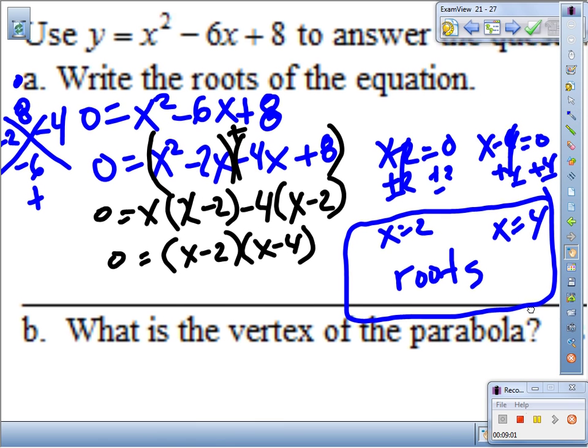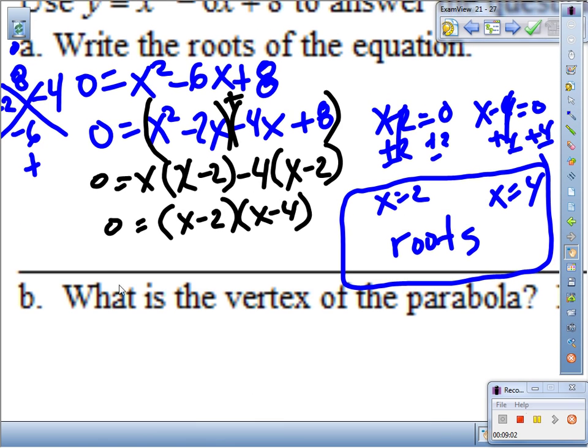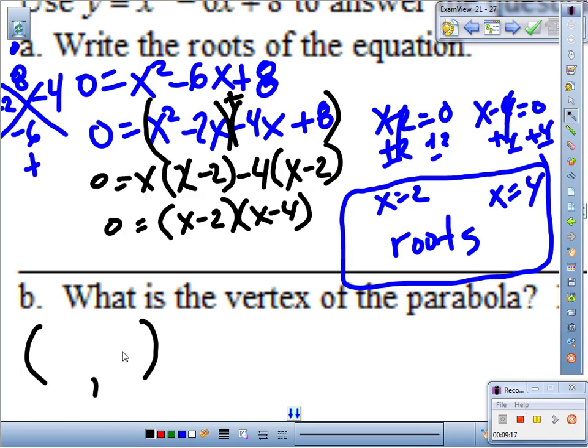Okay, let me scroll up. I want you to write part B, and then write vertex. Vertex. So for the vertex, we need to come up with one point. Is that correct? We need an x value and a y value.